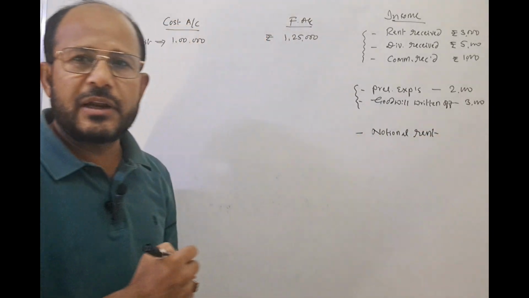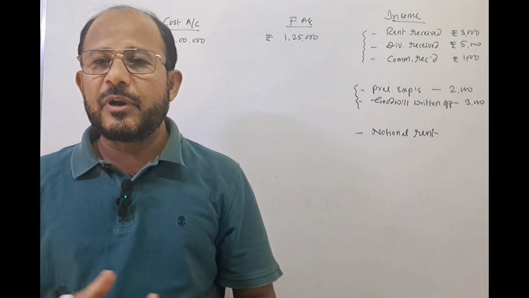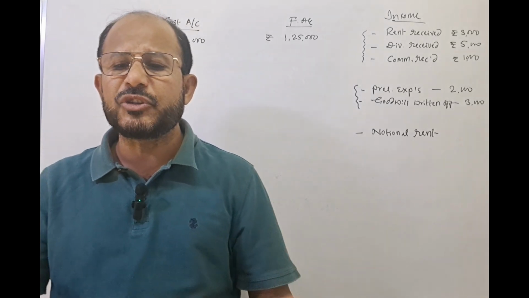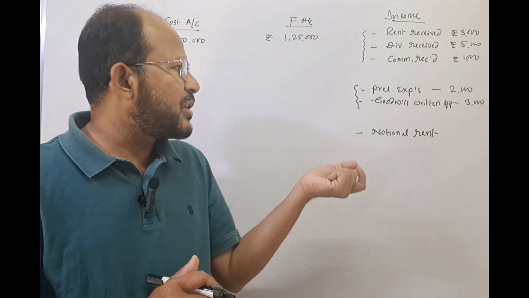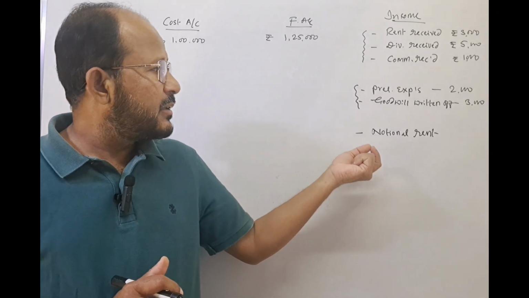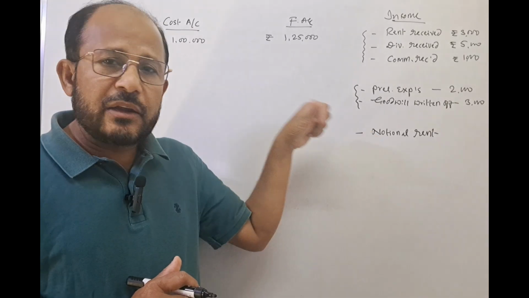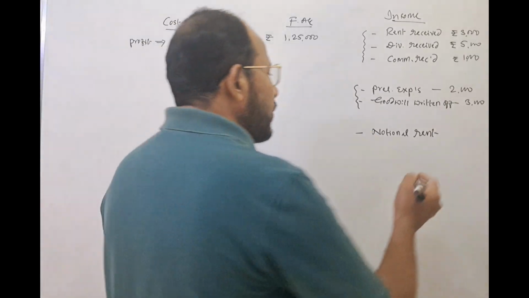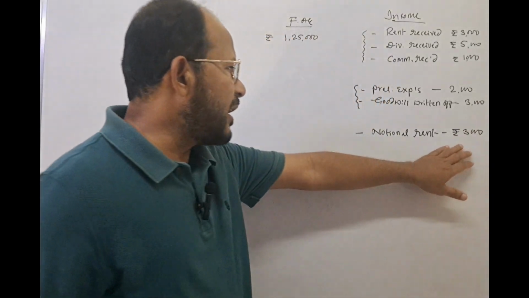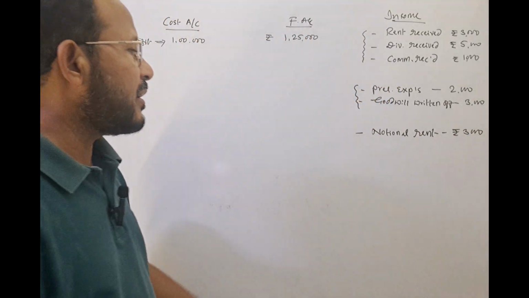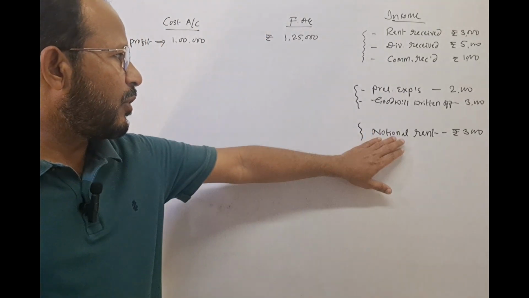What is the meaning of notional rent? Assume that the proprietor has his own building. He has given that building or using that building for his business purpose. Because of that reason, here what he is doing, he is charging this one as an expense and he will show that one in the cost accounting. Therefore, here assume rupees 3,000 is the notional rent. Here this notional rent of rupees 3,000 can be seen only in cost accounts but not in financial accounts. This amount is recorded here.